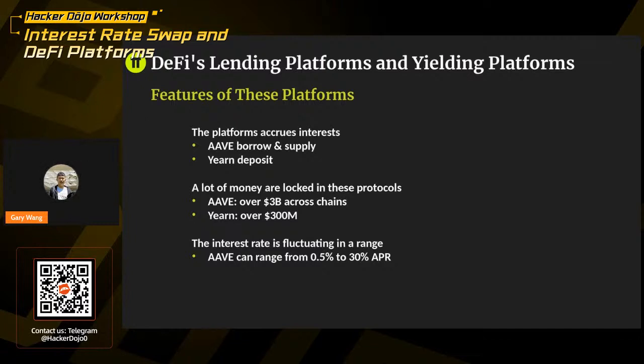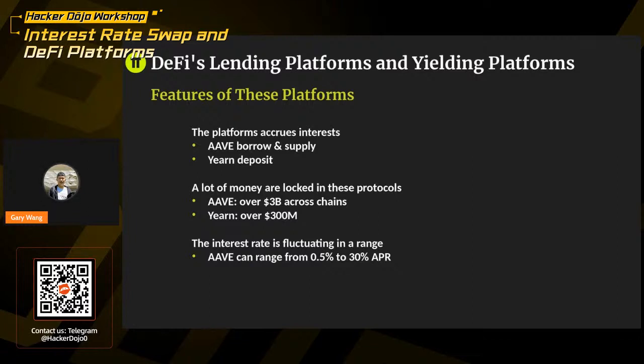The second common point of these platforms is that a lot of money is locked within. This is today's data on DeFi Llama. On Aave, over $3 billion worth of tokens are locked across different chains. And on Yearn, over $300 million worth of tokens are locked across chains. That's really a lot of money. A lot of liquidity is locked within these platforms, so that means a lot of users are willing to use these platforms.